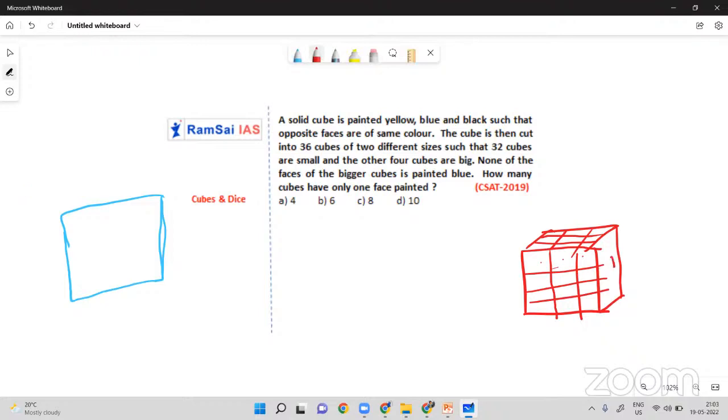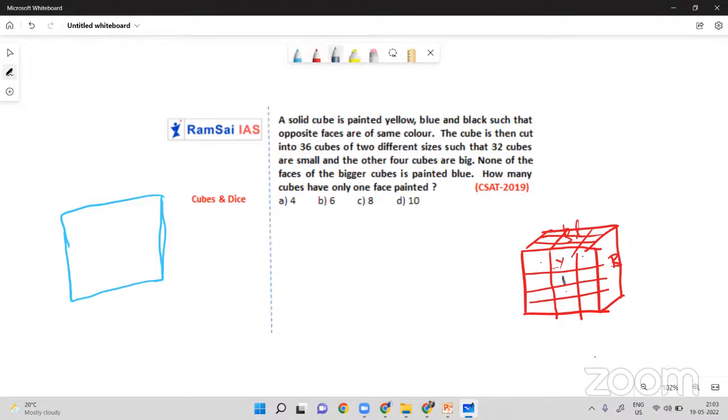Just imagine this is blue color, this is yellow, and this is black. So the 4 sides cannot be of blue color, so you cannot consider corners. Then what 4 can be the same size? It was clearly given 32 small cubes and the other 4 cubes are big. None of the faces of the big cubes is painted blue. So how many cubes have only one face painted?